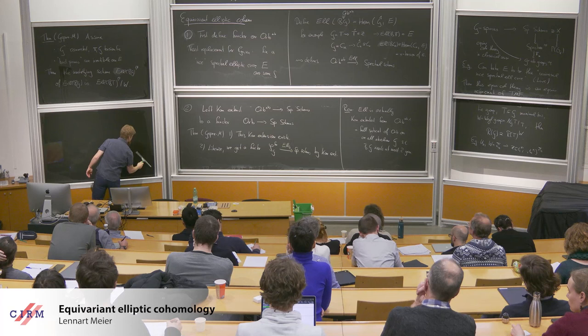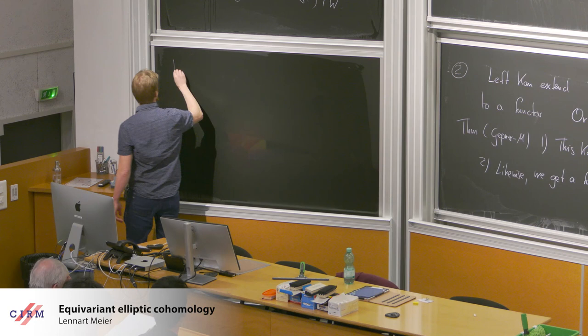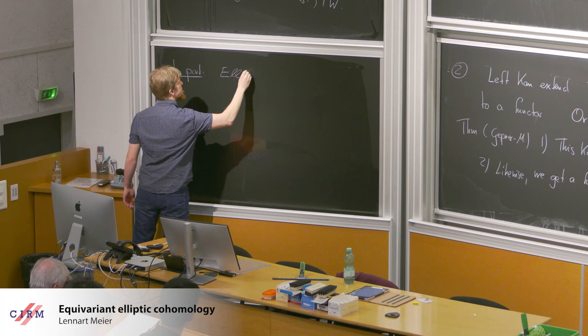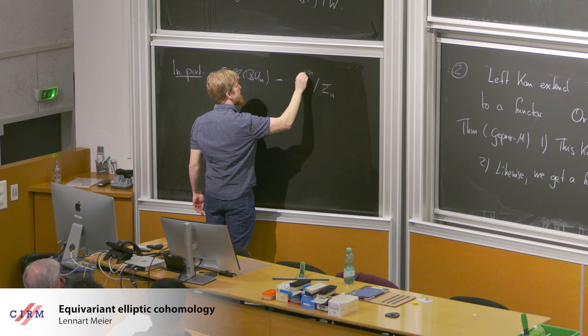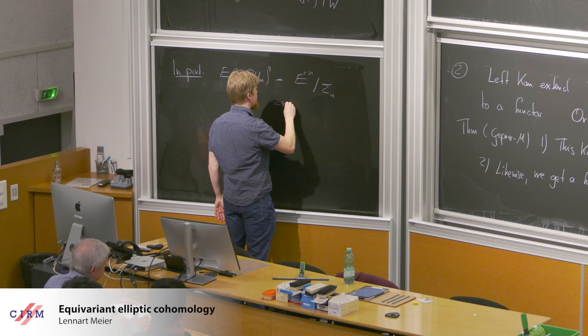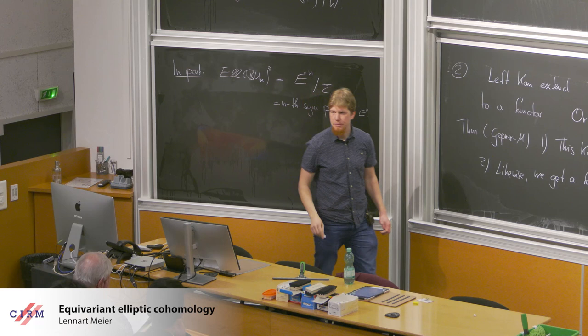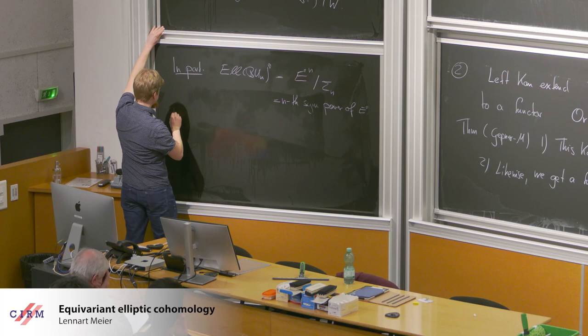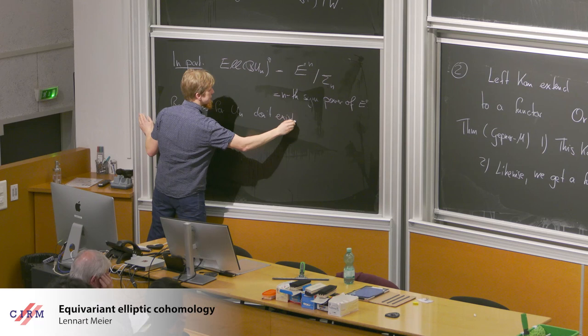So in particular, if we take Ell of BU(n), well, the maximal torus is n-dimensional, so we have E to the n, and divide out by Sigma n, so it's like the nth symmetric power of E. And these bad primes for U(n) don't exist. So this is true without inverting anything.